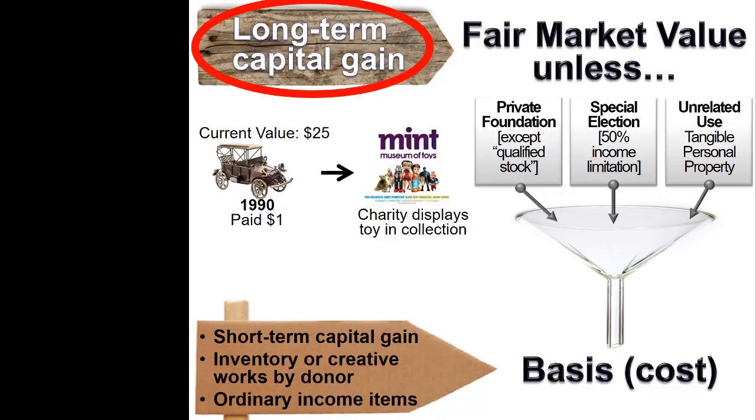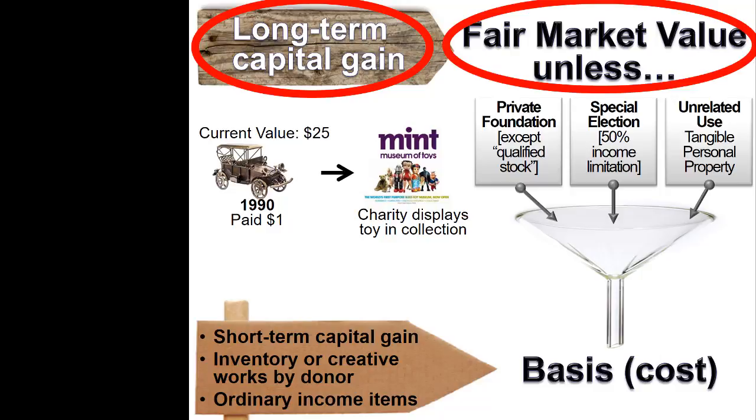To begin with, since the donor has owned the property for more than 12 months and it has gone up in value, this property is long-term capital gain property. Because this is long-term capital gain property, there is the potential to deduct the full fair market value of the gifted property rather than only its cost basis. Of course, this is true only if none of the exceptions apply.